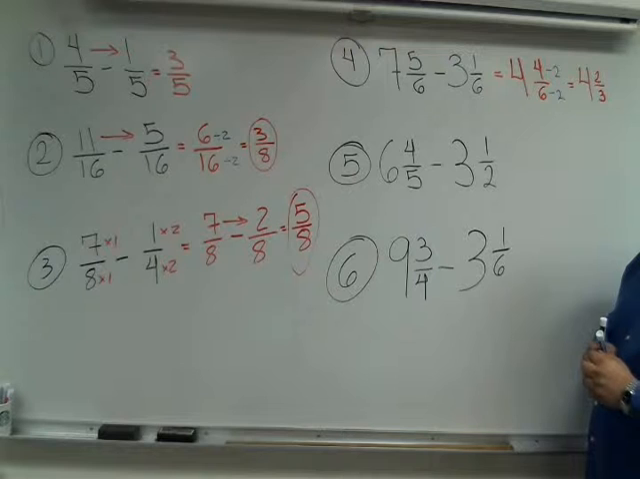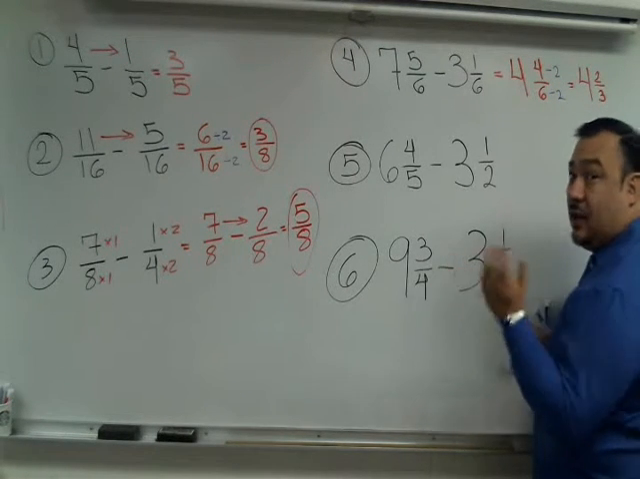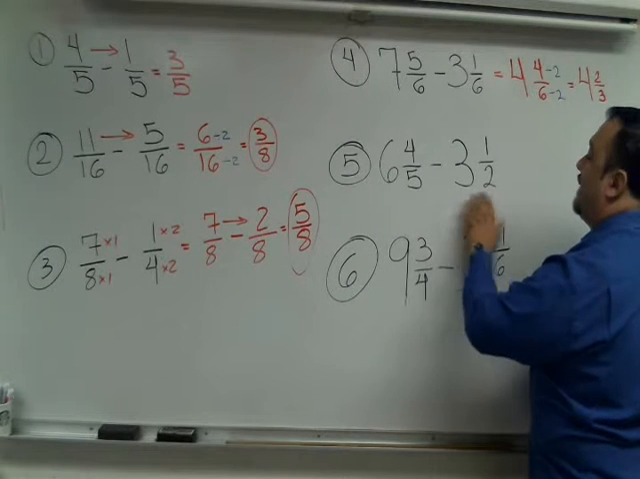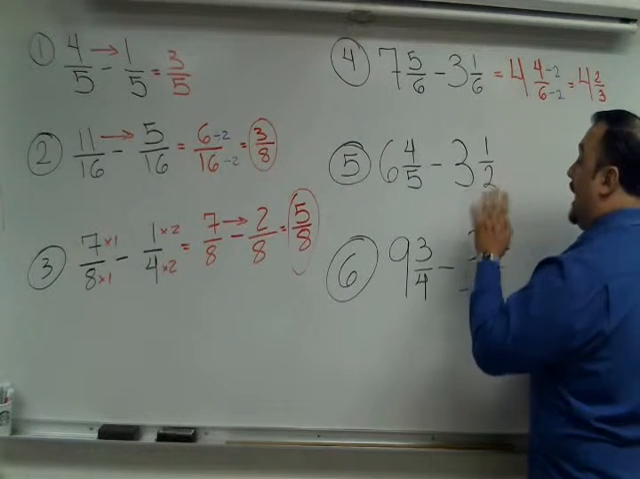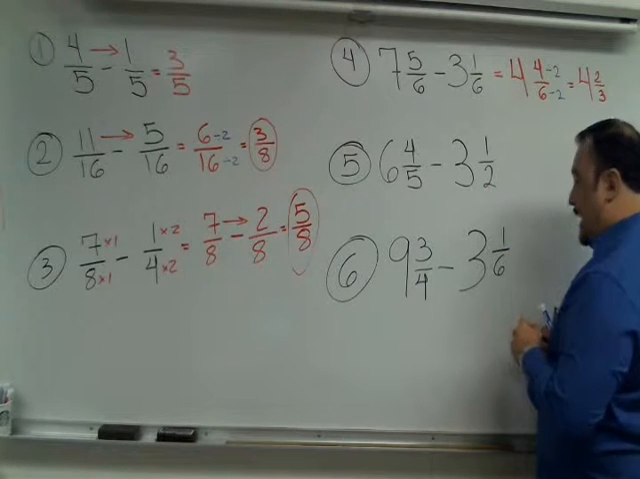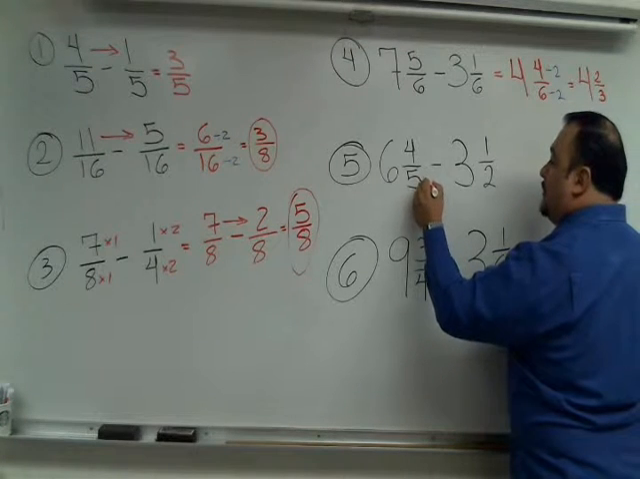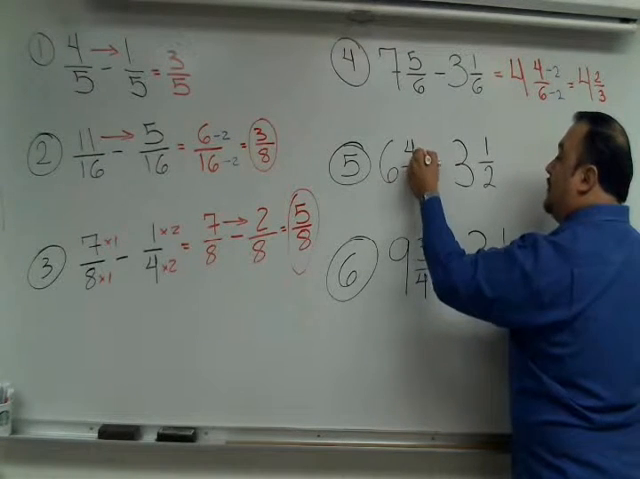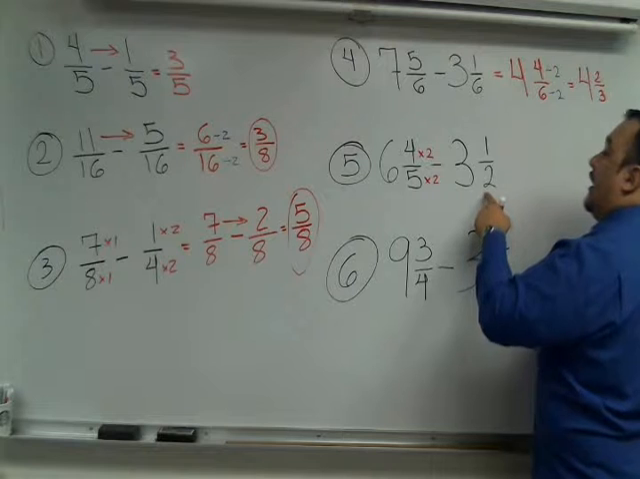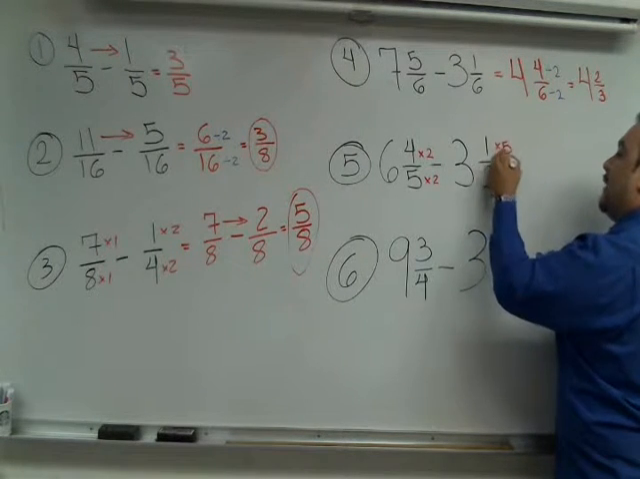Example number 5, we also have mixed numbers, but now we don't have a common denominator. Between the 5 and the 2, they're not the same, but I know that 5 can be turned into 10 and 2 can be turned into 10, so that's going to be my common denominator. So the 5, I'm going to multiply it times 2. I multiply by the same number on top. The 2, I'm going to multiply it times 5, and I'm going to do the same thing on top.